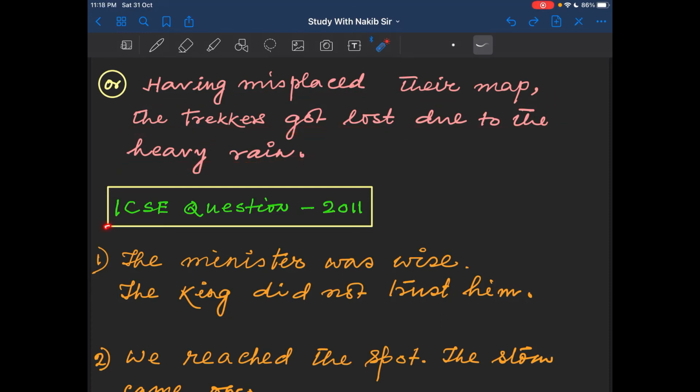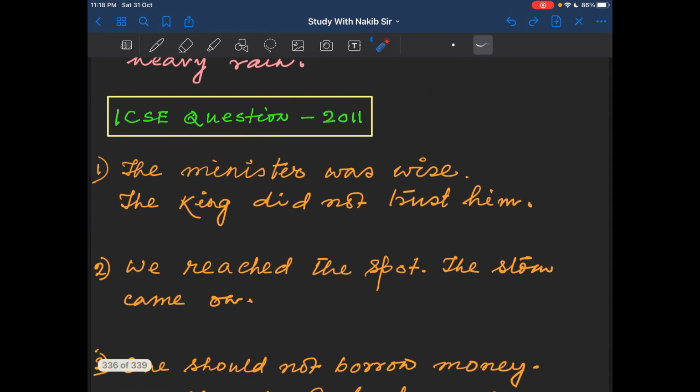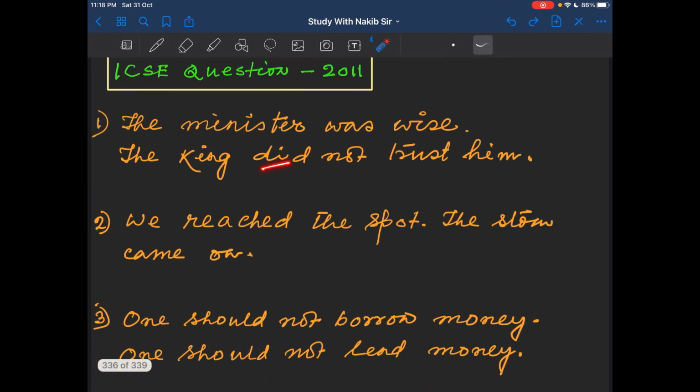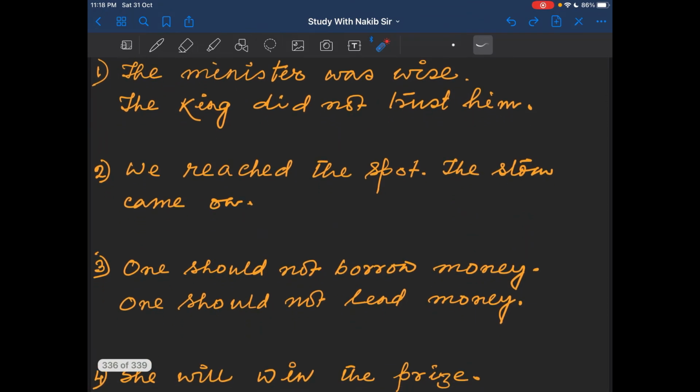And now come to the question of 2011, ICSE question 2011. See the question first. The minister was wise. The king did not trust him. Number 2, the second question. We reached the spot. The storm came on.